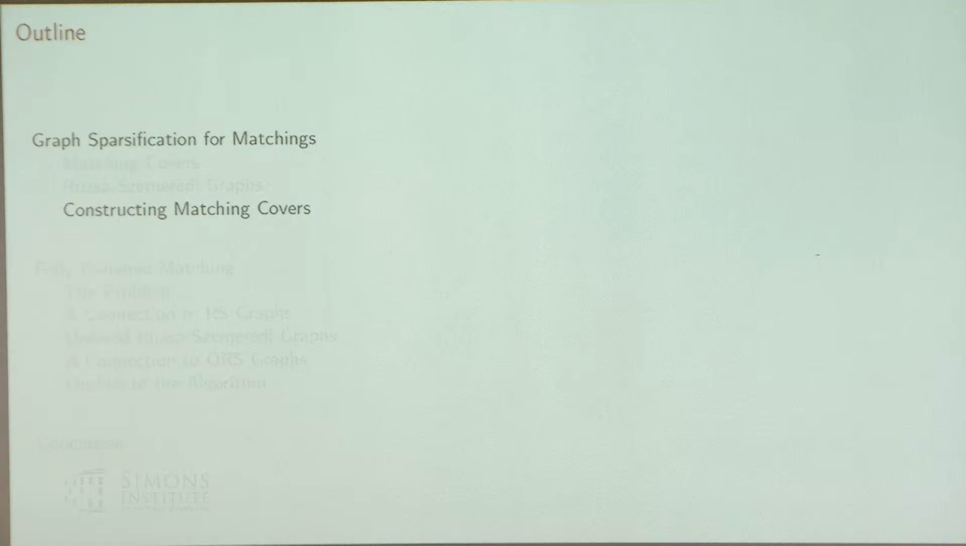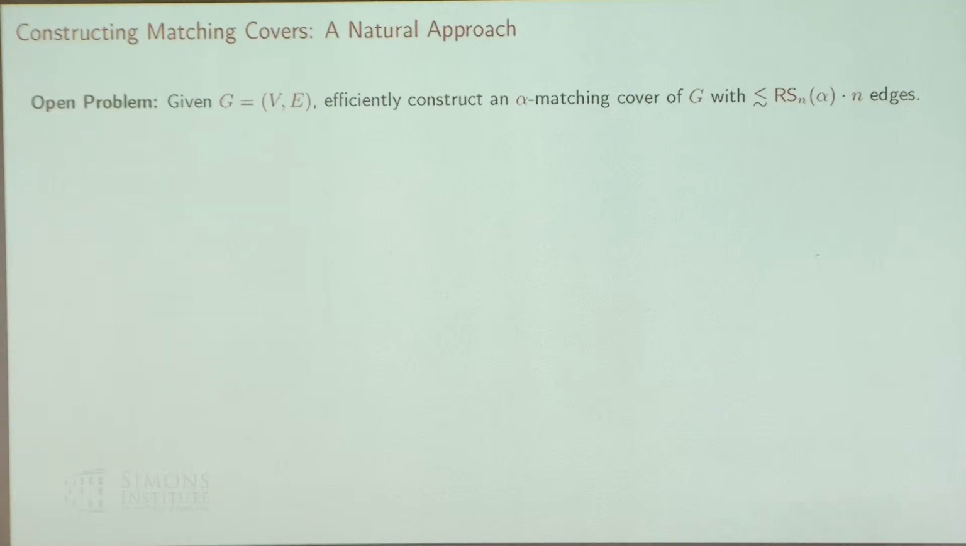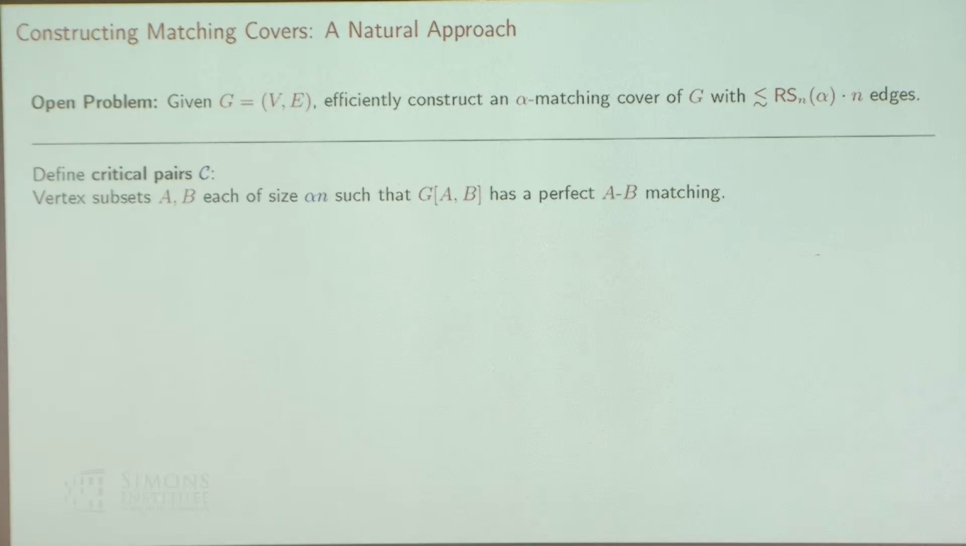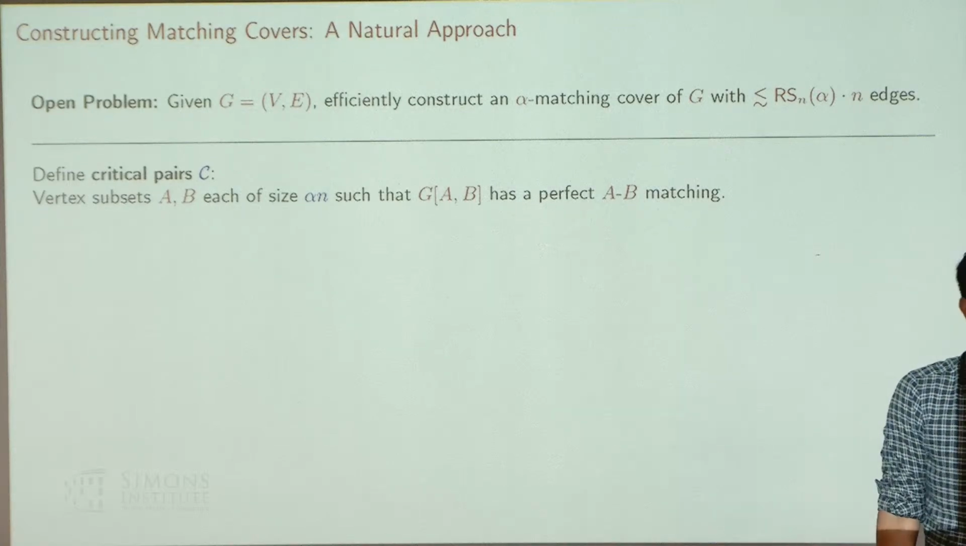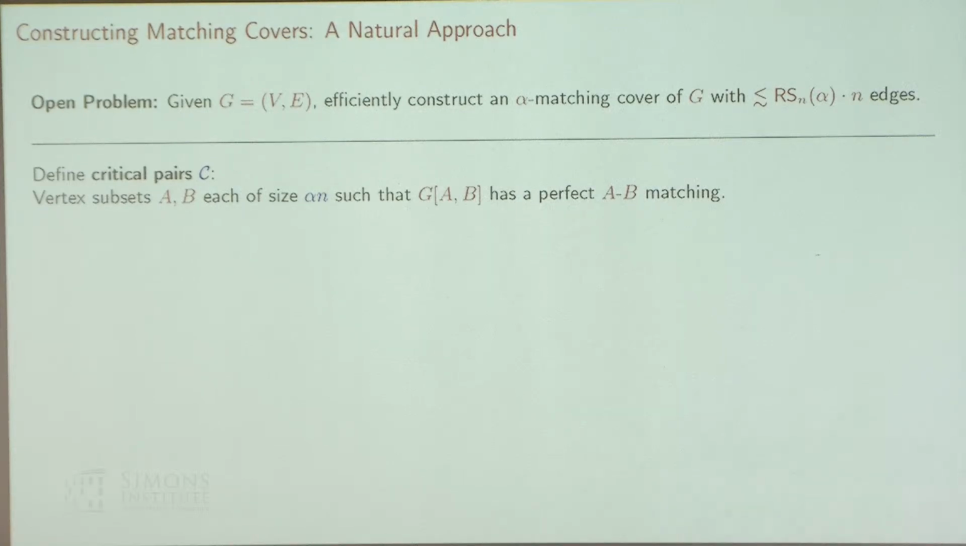So let me talk a little bit about constructing these matching covers. This is a problem that still is open. Suppose that you're given a graph G, and you're given a parameter alpha, and the goal is to construct an alpha matching cover of this graph G with, at most, the density that we know matching covers exist for. So we know that every graph on n vertices has a matching cover with at most rs times n edges. But can we find such a matching cover efficiently, say in polynomial time? We do not know the answer to this question. And let me overview one natural approach of trying to construct these matching covers and tell you why it doesn't quite work.